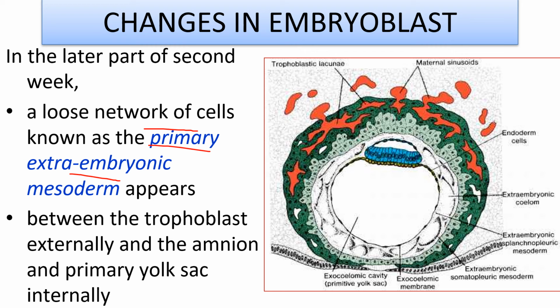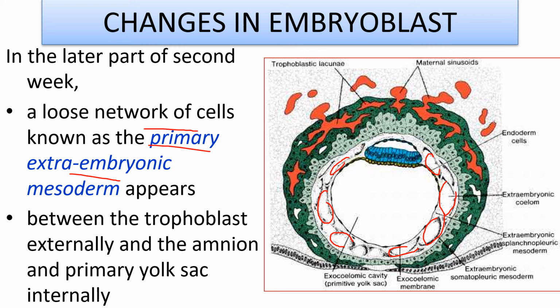This extraembryonic mesoderm appears between the trophoblast externally and the amniotic cavity and the yolk sac internally. And you can appreciate that a number of lacunar spaces appear gradually in the extraembryonic mesoderm. So this is how the lacunar spaces in the extraembryonic mesoderm appear.